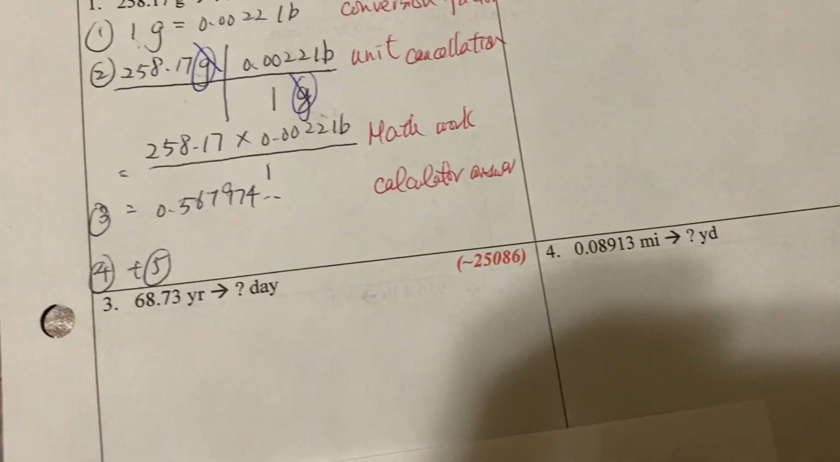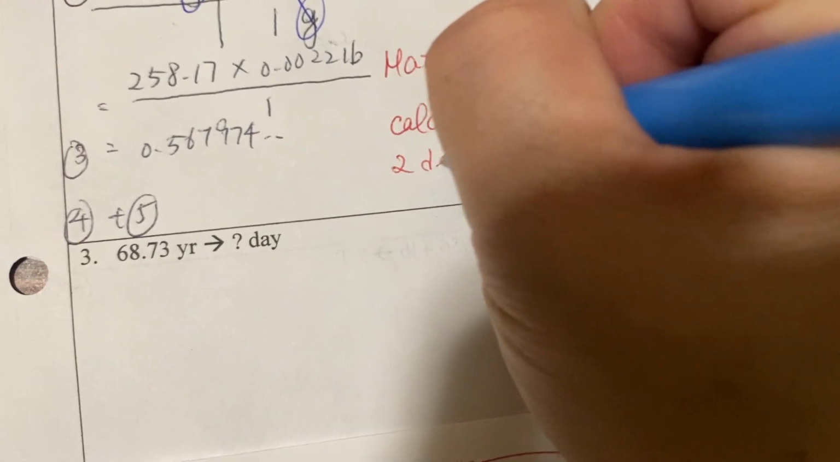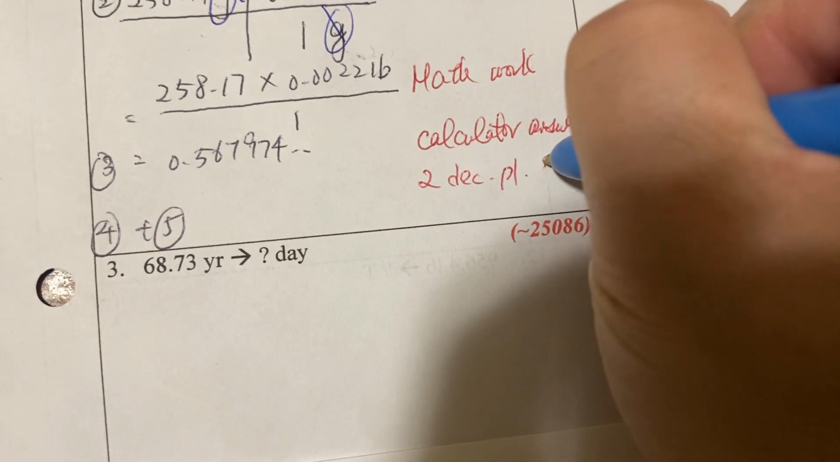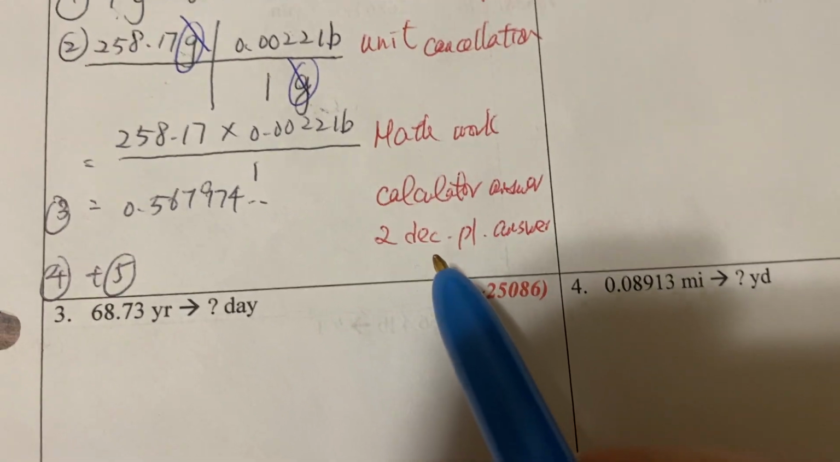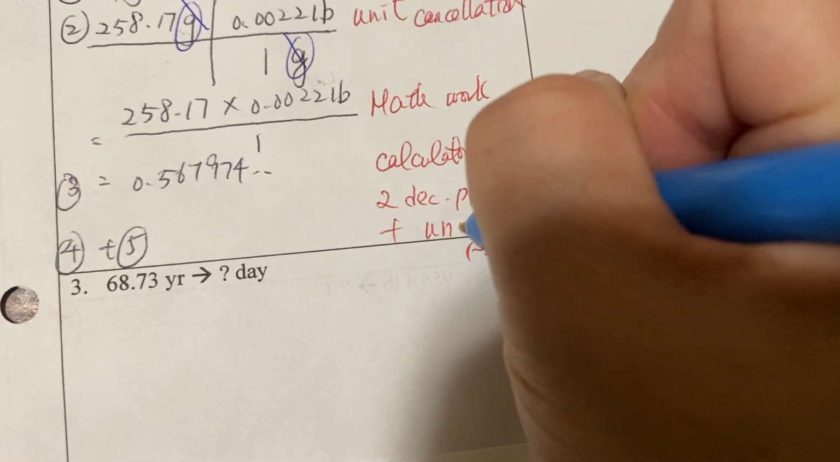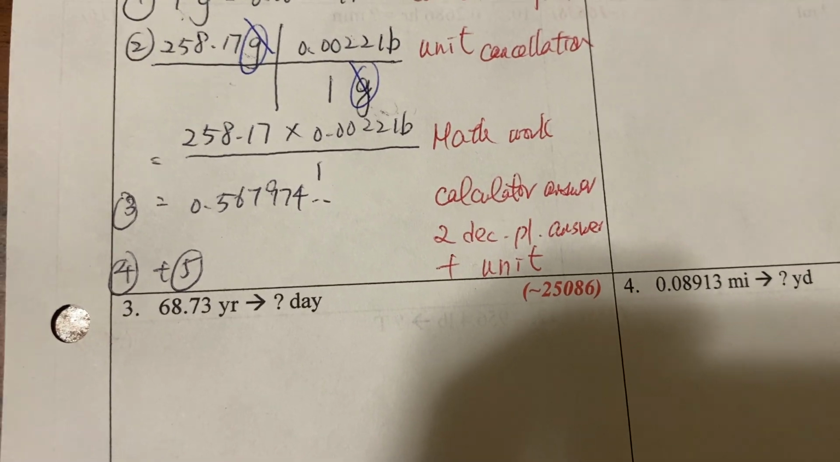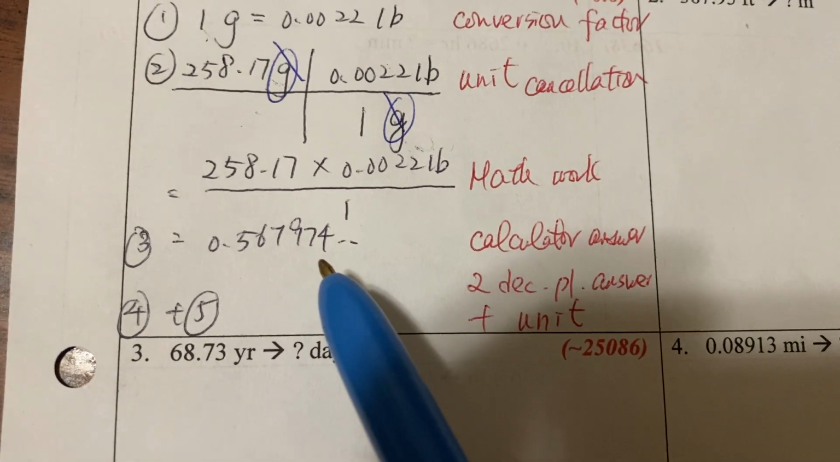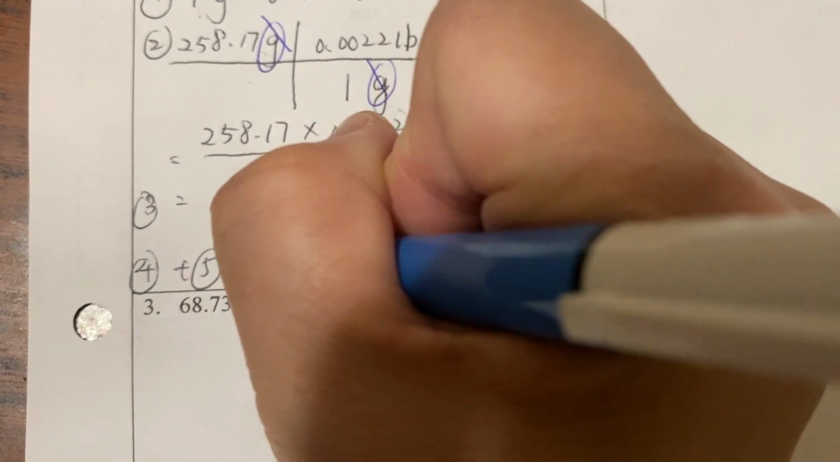And then step 4 plus step 5 is actually 2 steps here. Step 4 is the 2 decimal place answer, and step 5 is the unit. So for step 4, we need to round the answer from step 3 to 2 decimal places. After I round the answer, I will get 0.57.